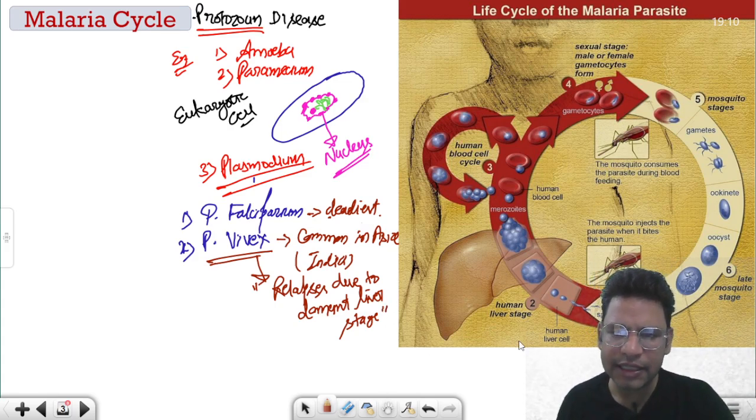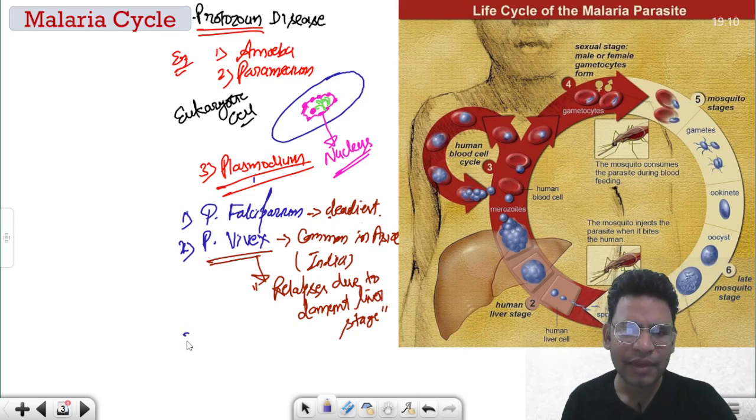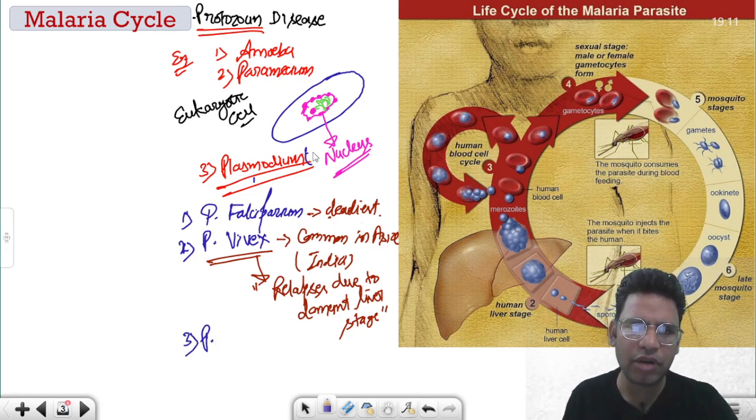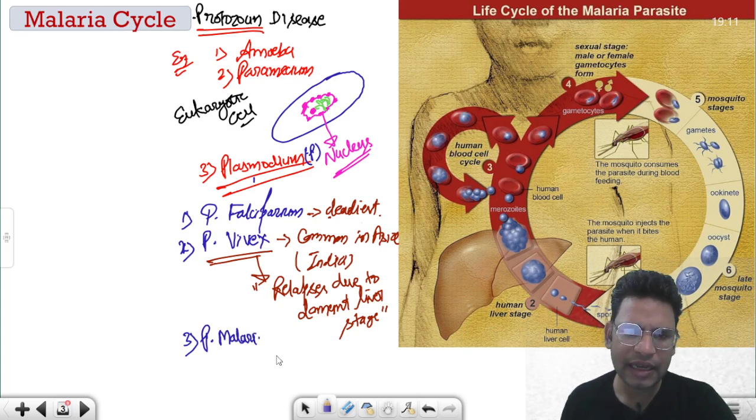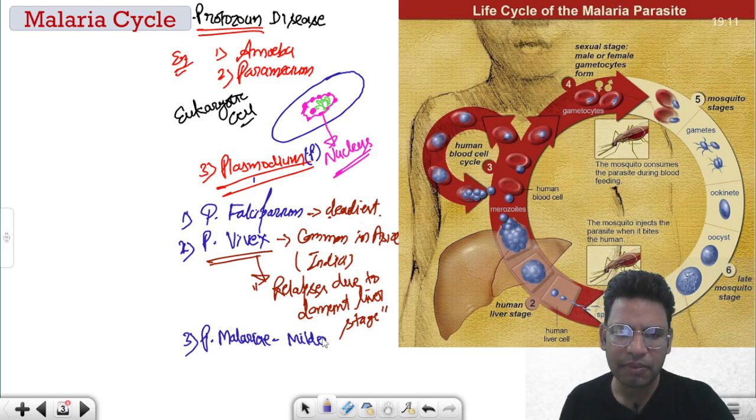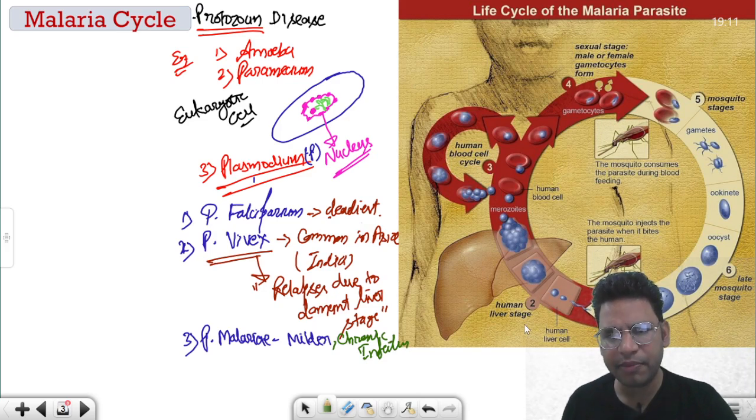Then another one is Plasmodium. Apart from Plasmodium falciparum and Plasmodium vivax, we have Plasmodium malariae, which is milder. The third one, P for Plasmodium. Plasmodium malariae, spelling I think R-I-A-E, which is milder. This is a milder form of malaria, but chronic infection is possible. So chronic infection can happen here. Long-term infection can be a possibility there.